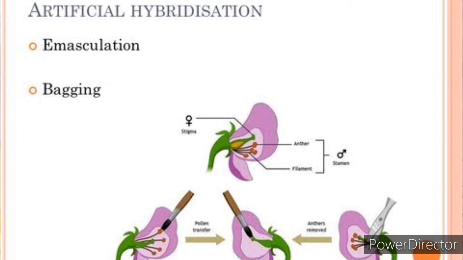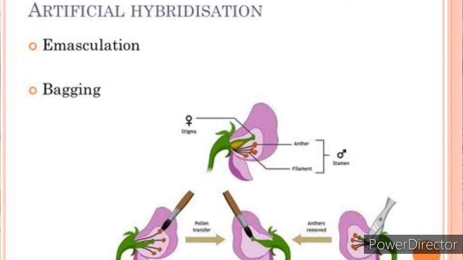Okay. Now the emasculated flowers have to be covered with a bag of suitable size, generally made up of butter paper, to prevent contamination of its stigma with unwanted pollen. Now here in bisexual flower, we have already removed the anther, and we'll cover the stigma with the help of butter paper so that there is no contamination. Now this covering with the help of butter paper is called bagging.